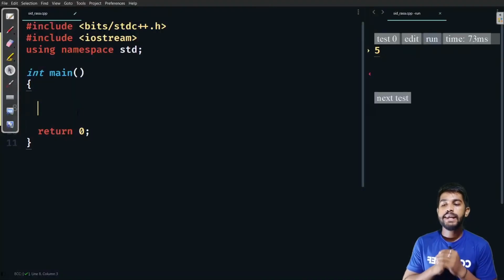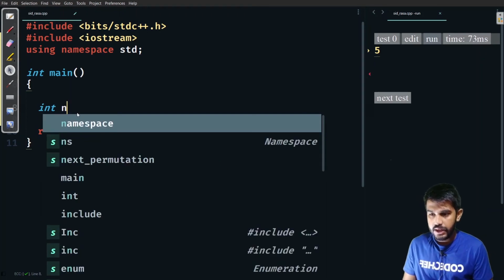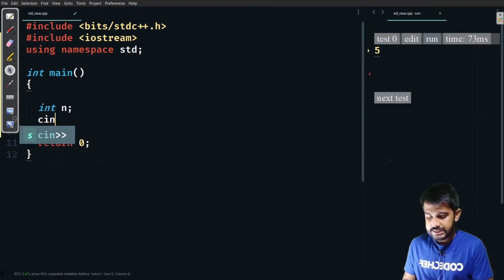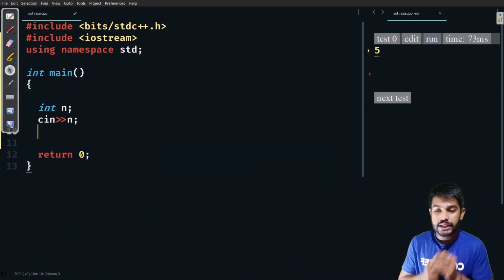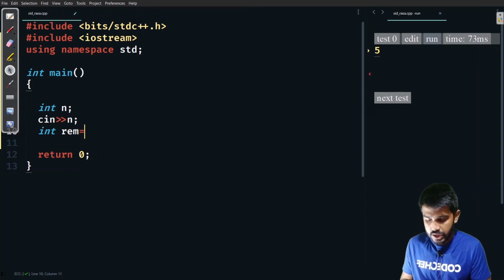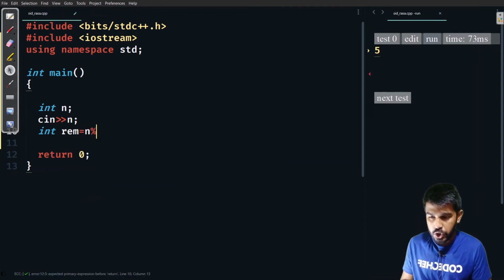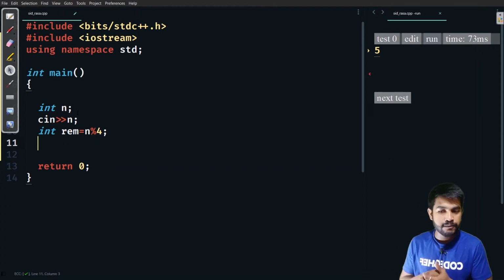Okay, now let us implement this. At first, we would be taking the input of the number. Let us initialize a variable named n and take the input. Now we would store the remainder in a variable known as rem. int rem is equal to n modulo 4 itself. Now we would check what would be the value.